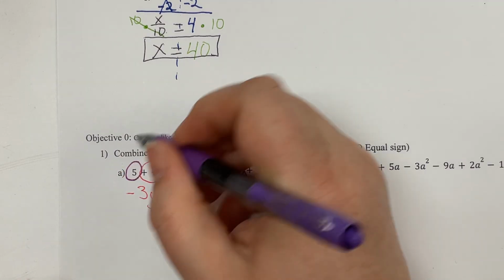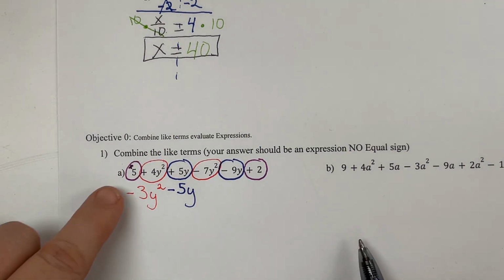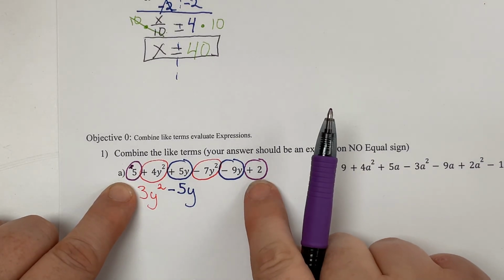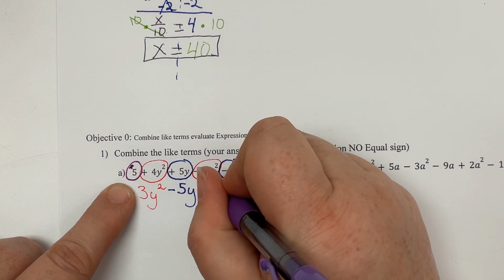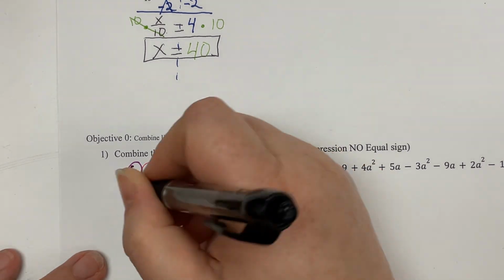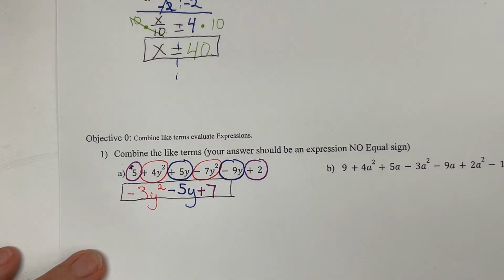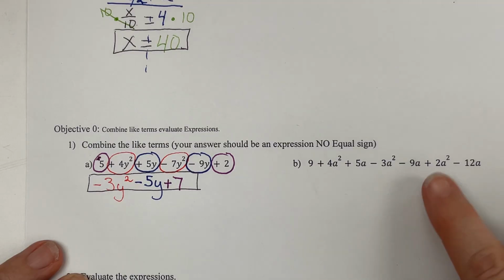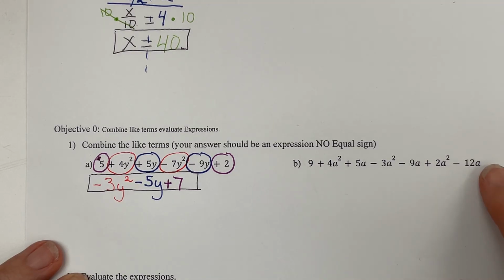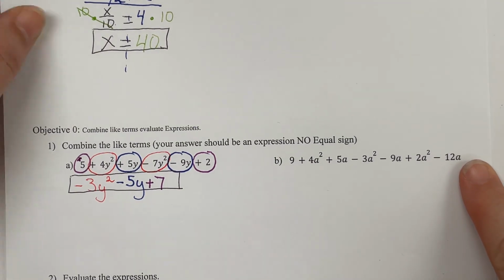And then the very last thing that I have is a 2 with no letter, and here's a 5 with no letter. And there's no sign up here, so I know it's a positive. 5 plus 2 is 7. Plus 7. And I am all done. Nothing else to do. All right, try the second one on your own. Can you get it? Pause me and then let's come back and see if you're right.